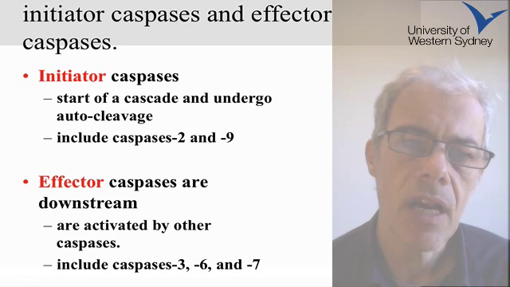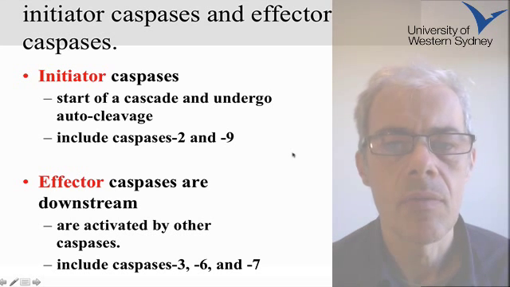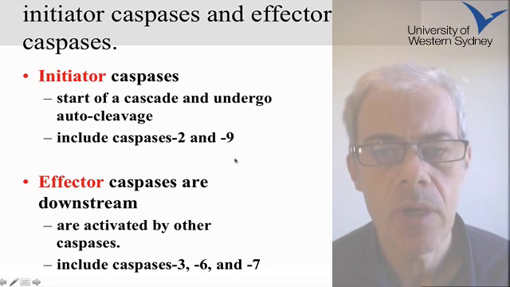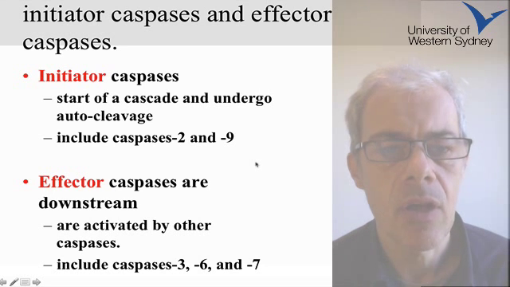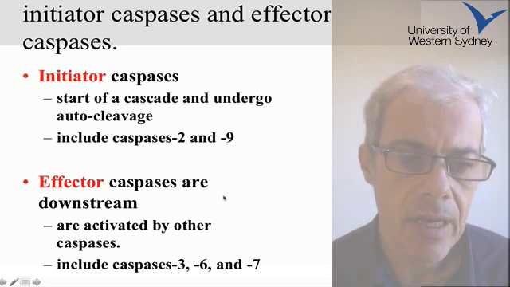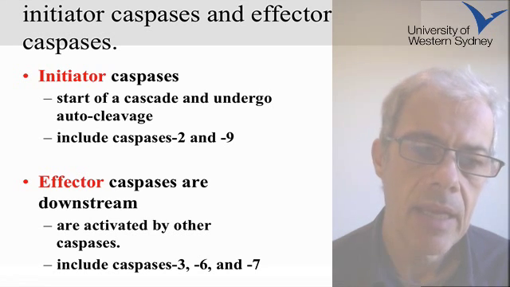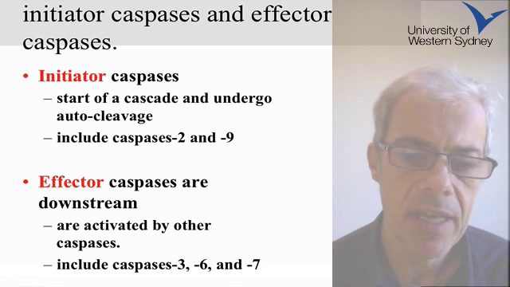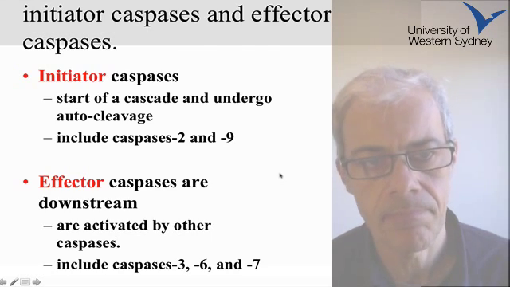This is started through the initiator caspases, which auto-cleave themselves, and members of the initiator caspases are caspase 2 and caspase 9. These caspases can also cleave and activate downstream caspases, such as these effector caspases, and these are referred to as caspase 3, caspase 6, and caspase 7.